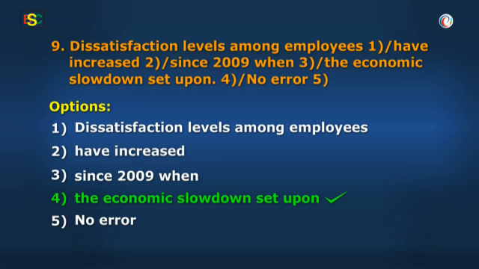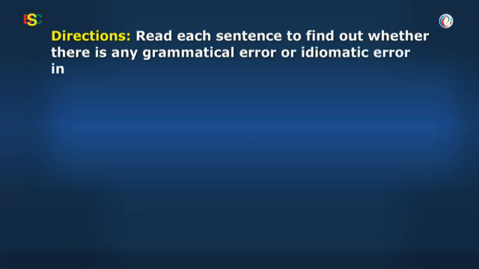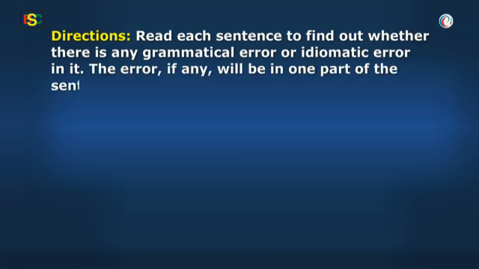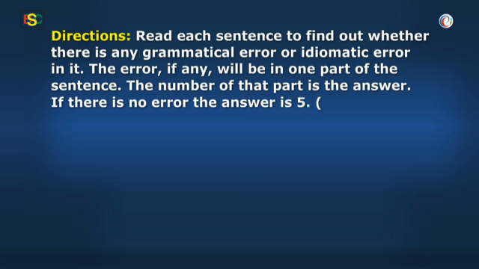Vidya, now let's understand the new format of the same type of questions. Directions are: read each sentence to find out whether there is any grammatical error or idiomatic error in it. The error, if any, will be in one part of the sentence. The number of that part is the answer. If there is no error, the answer is 5. Ignore errors of punctuation, if any.